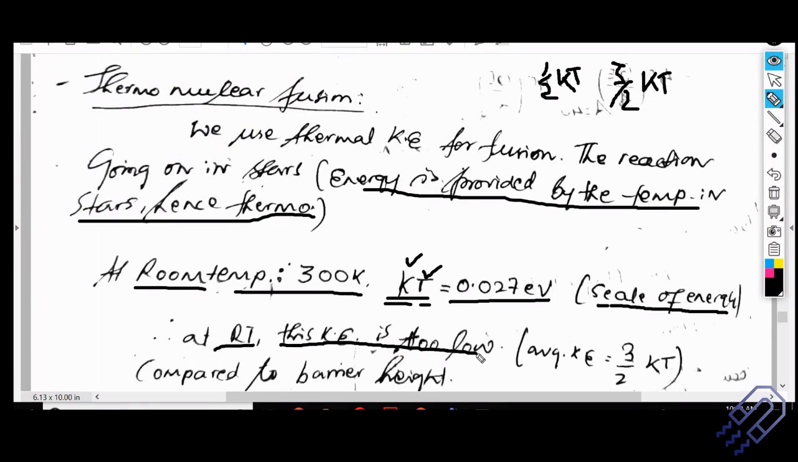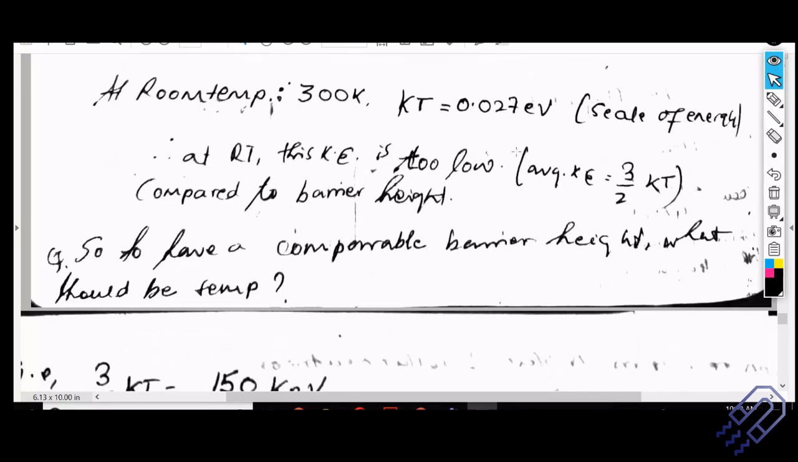At room temperature, this kinetic energy is too low. If you just consider the room temperature, this is the kinetic energy available, and it is very low. It cannot overcome the potential barrier, and we cannot expect a fusion reaction. This is the average kinetic energy, which we have already seen. But 0.027 eV is very low compared to the barrier height. Once again, what is this barrier height? It is nothing but the Coulomb potential. It has to overcome that potential, and then only will fusion happen, right?